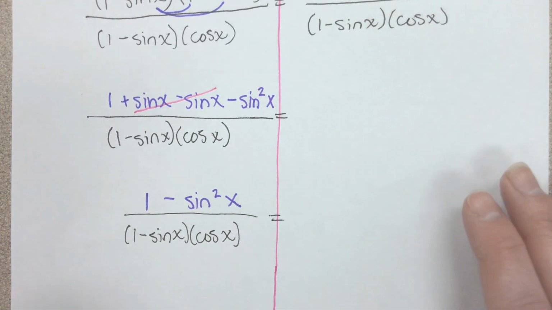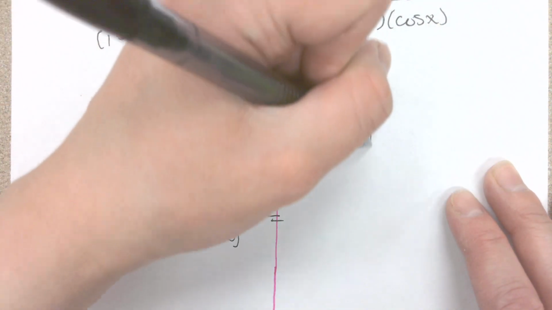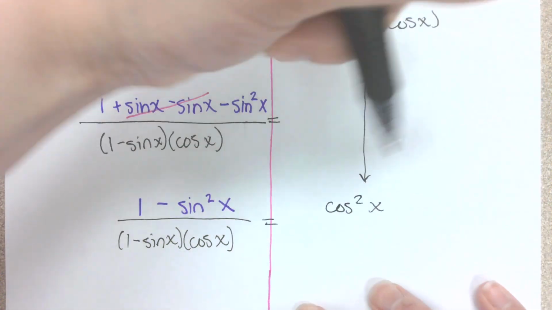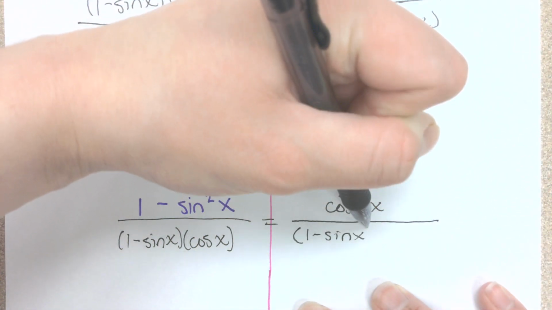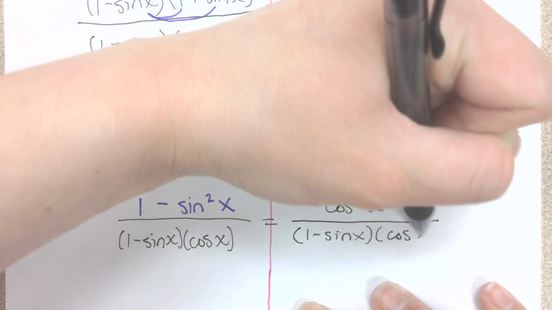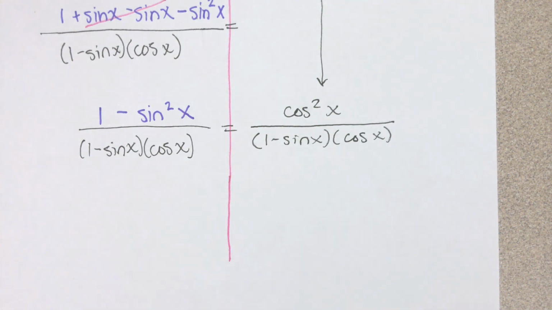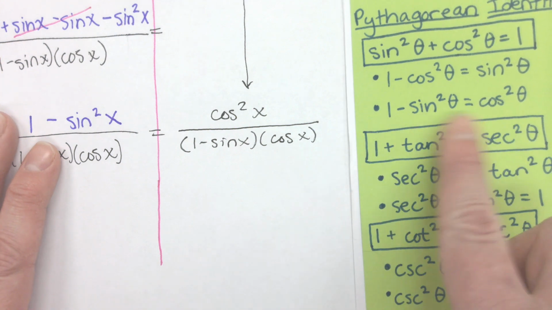Since the right side didn't change, I'm just going to arrow down and rewrite it again down here. Cosine squared x over 1 minus sine of x, cosine of x. I hope you guys can see the finish line from here. 1 minus sine squared equals cosine squared. That is one of our identities right here.